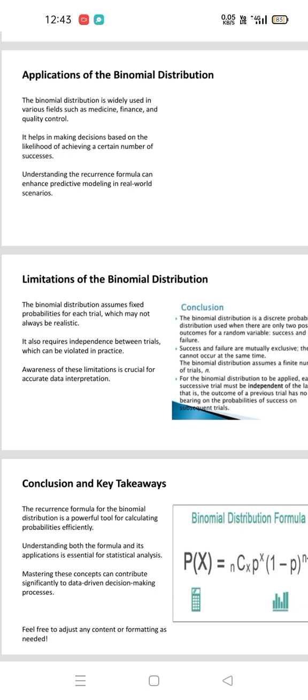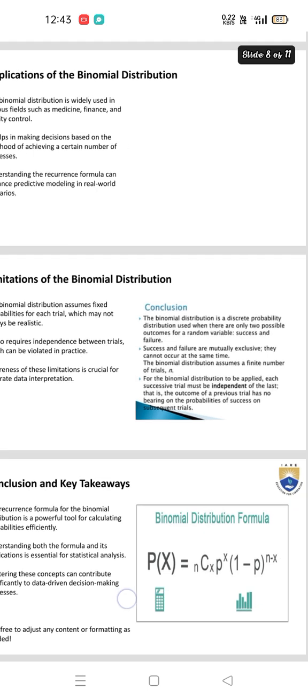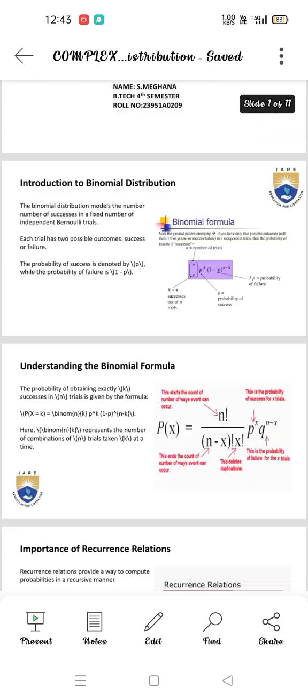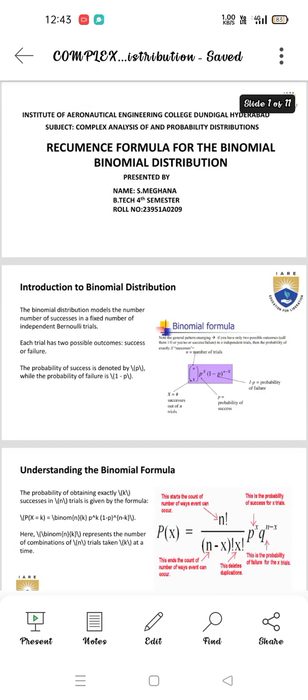The binomial distribution formula is P(x) = nCx p^x (1 minus p)^(n minus x). This is the formula for the binomial distribution, and this is the information about the recurrence formula for the binomial distribution.